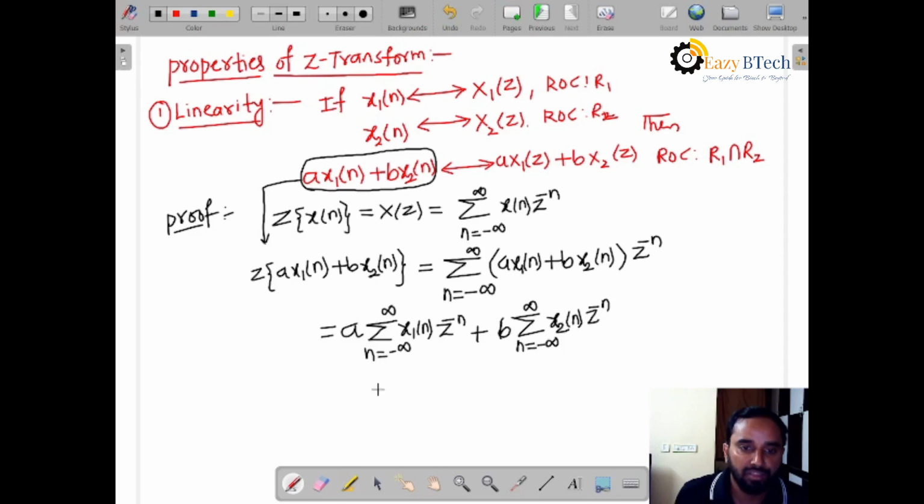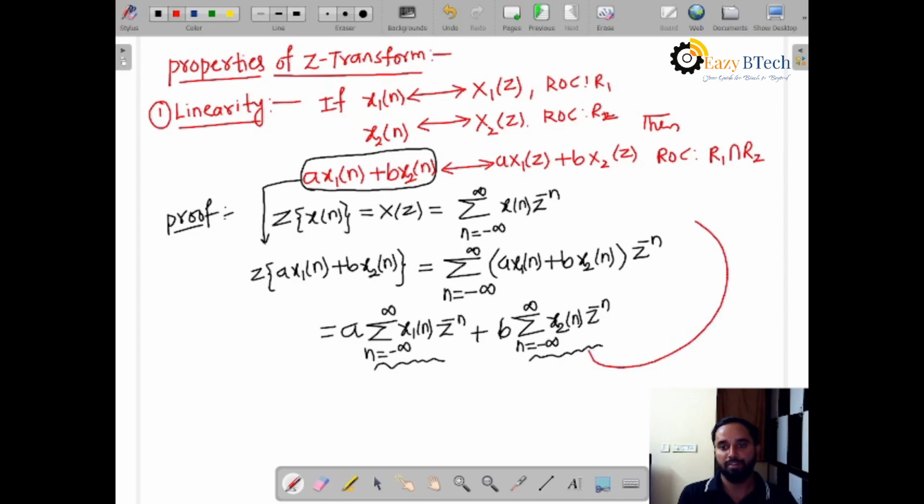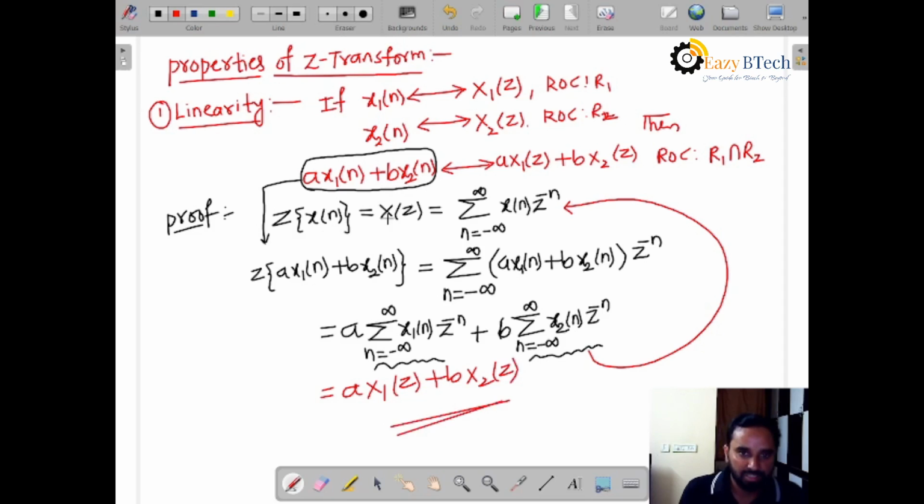Now by comparing these summations, these two are Z transform formulas, right? Here x1 of n Z transform, and this is x2 of n Z transform. So we can write A x1 of z plus B x2 of z. This is the proof, simple. Just the Z transform formula, then take the linear combination of x1 of n and x2 of n, and we get it.